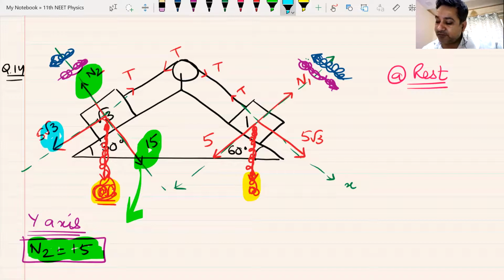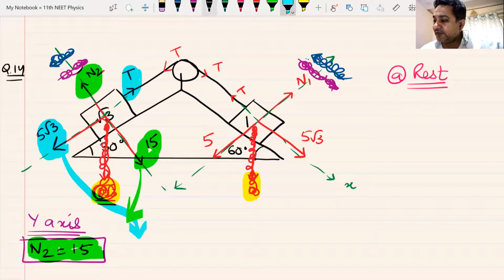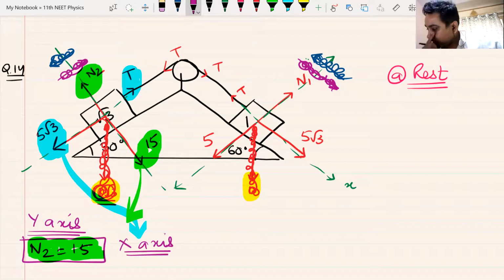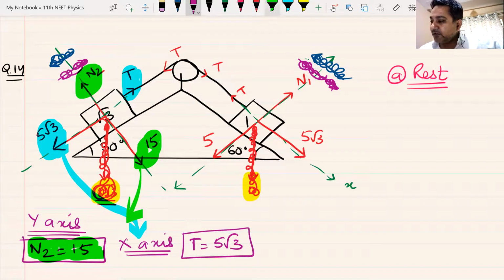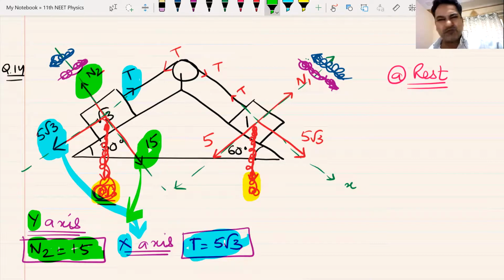Let us move on to the equation of the x-axis. I'll use the blue color. 5 root 3 is here, 5 is here. The equation along the x-axis becomes T is equal to 5 root 3. Are we all there with me? The blue equation. Blue is blue, x-axis is blue. Green is the y-axis.